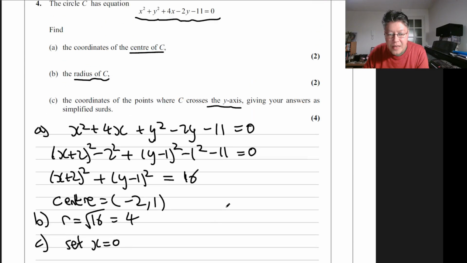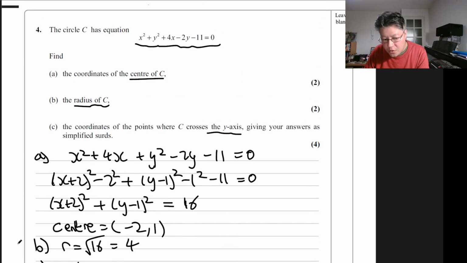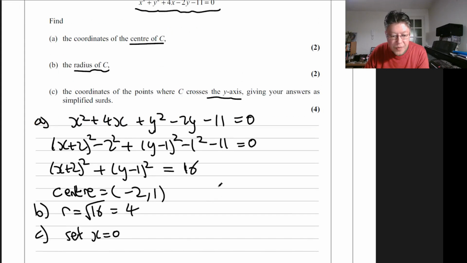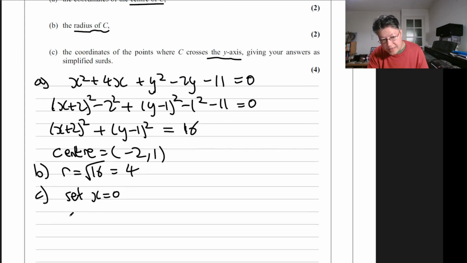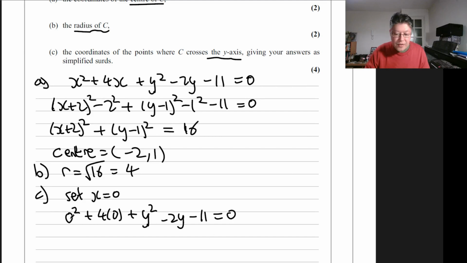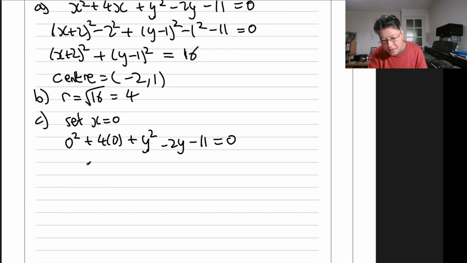And we have a choice. We can either use the original equation or we can use this form over here. Both should work. I'm going to use the top one. So let's set x equals 0 into here. If I read it off from over here, you get 0 squared plus 4 times 0 plus y squared minus 2y minus 11 equals 0. So this simplifies to the following: y squared minus 2y minus 11 is 0.